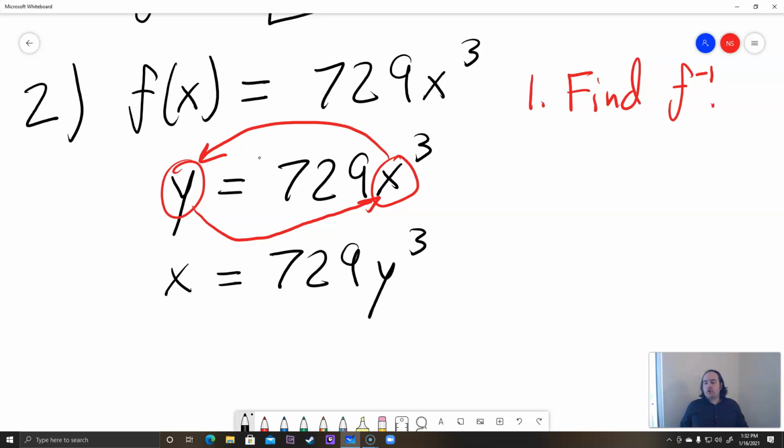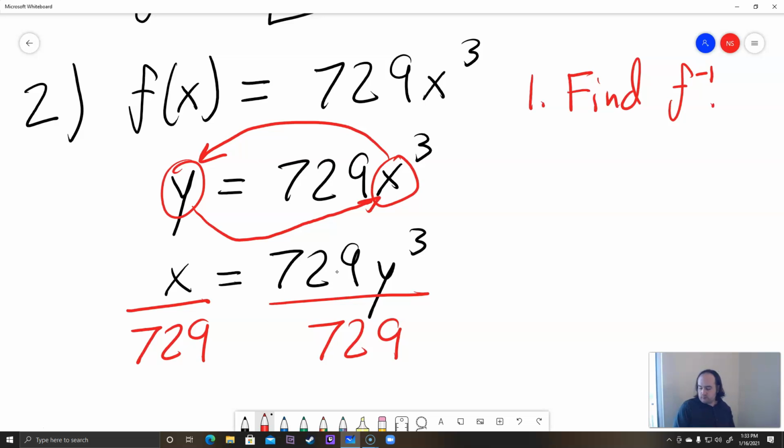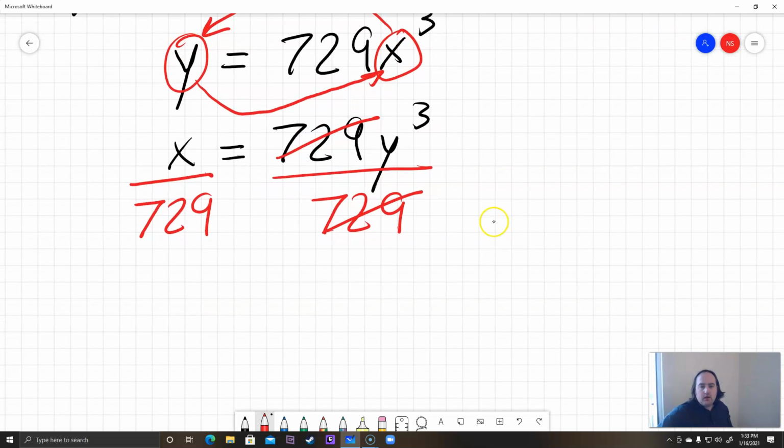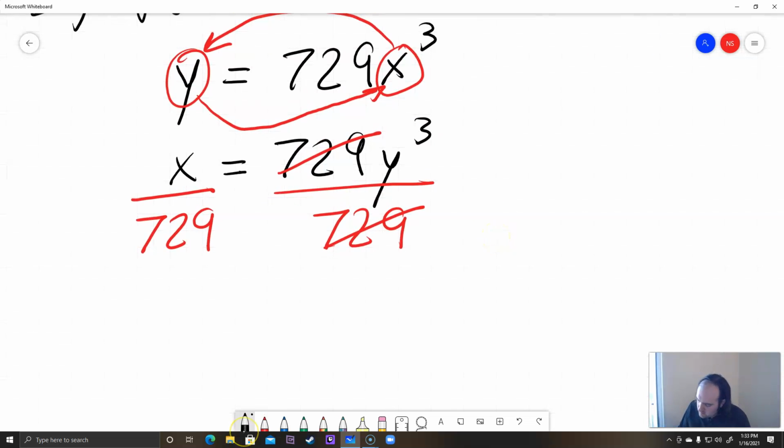And then, of course, our goal, whenever we have y in an equation, is to isolate y. So to isolate y here, first of all, we need to get rid of the 729. In order to do that, we have to divide both sides by 729. So after we do that, we're going to wind up with x over 729 equals y cubed.